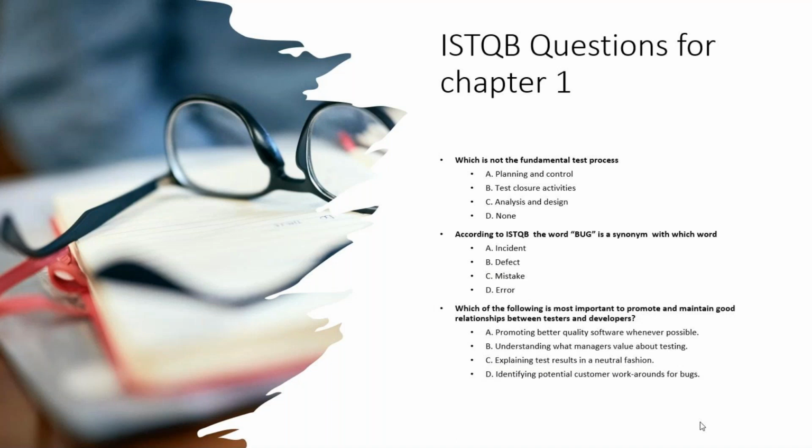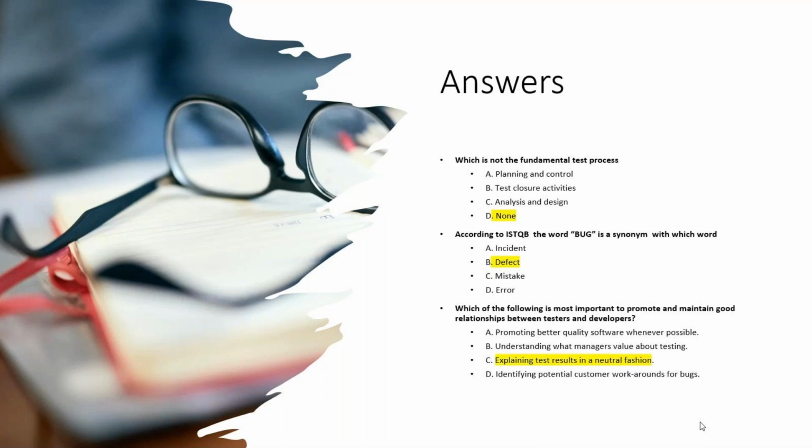Which is the most important to promote and maintain a relationship between testers and developers? The options are: promoting better quality software whenever possible, understanding what managers value about testing, explaining test results in a neutral fashion, and identifying potential customer workarounds for the bugs. So what do you think is the correct option? Explaining test results in a neutral fashion. Correct. Explaining the results in a neutral fashion will help us maintain harmony between developers and testers.